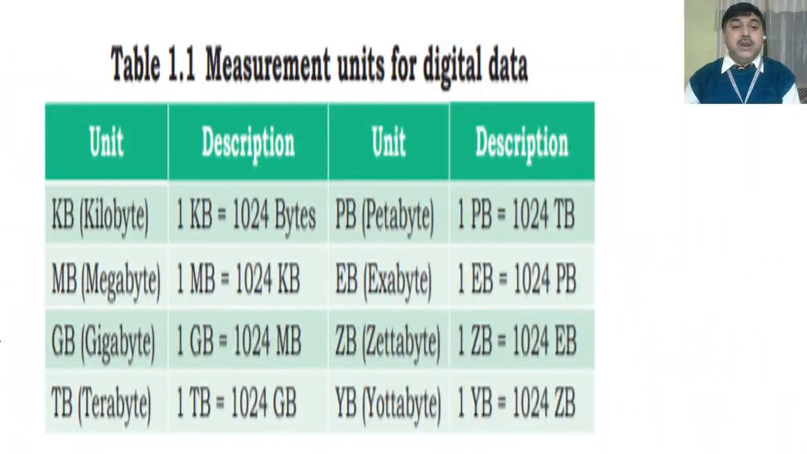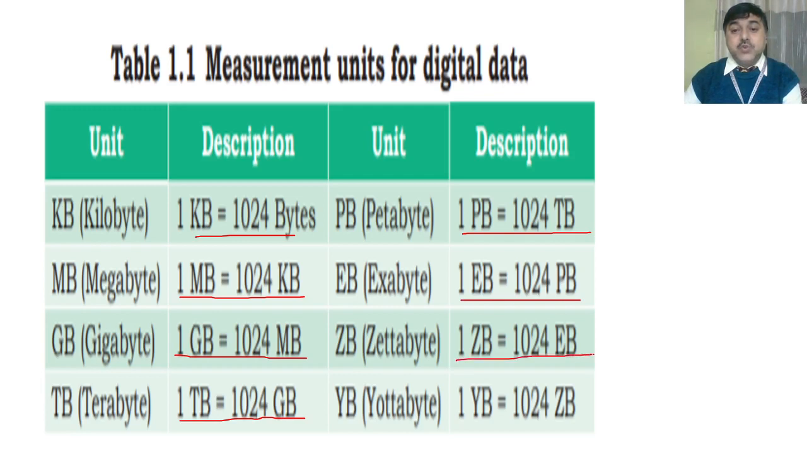See here, I have given one chart of digital data representation. 1 kilobyte is 1024 bytes. 1 megabyte is 1024 kilobytes. 1 gigabyte is 1024 megabytes. 1 terabyte is 1024 gigabytes. 1 petabyte means 1024 terabytes. 1 exabyte means 1024 petabytes.